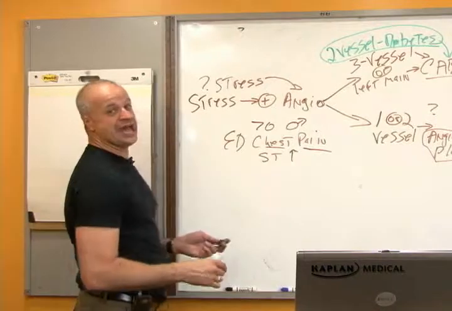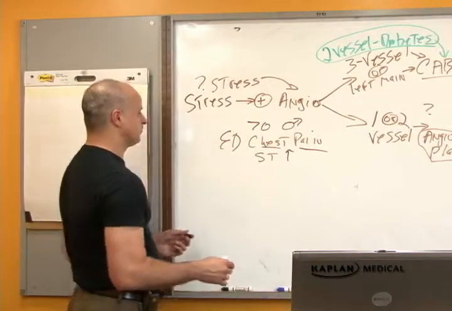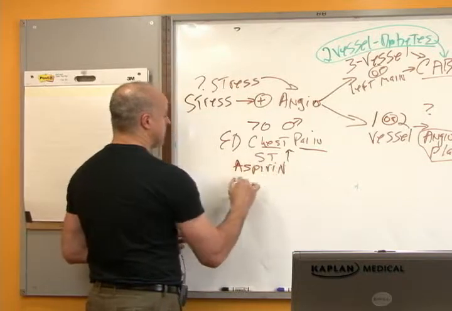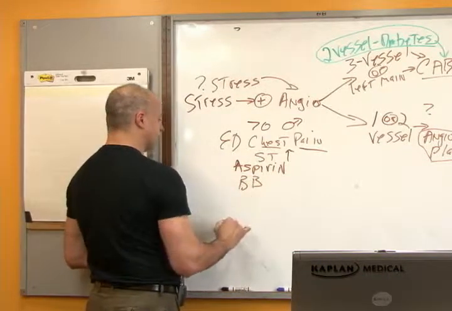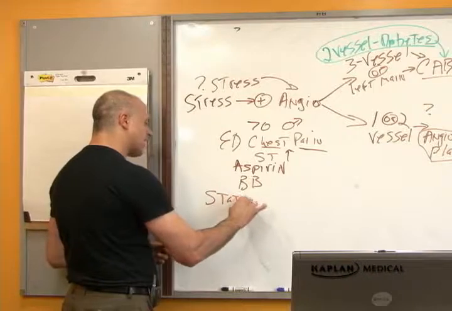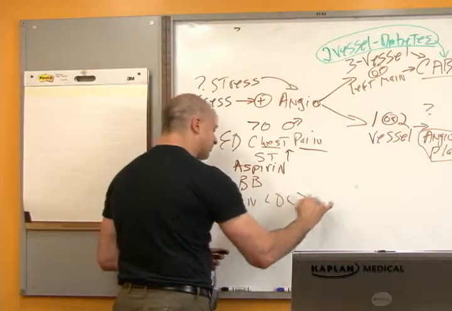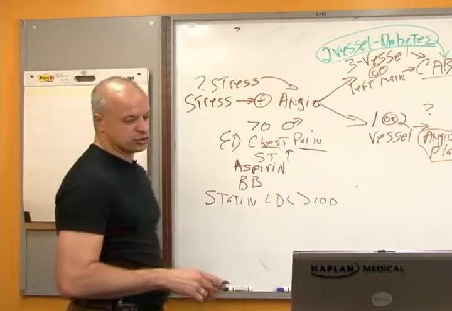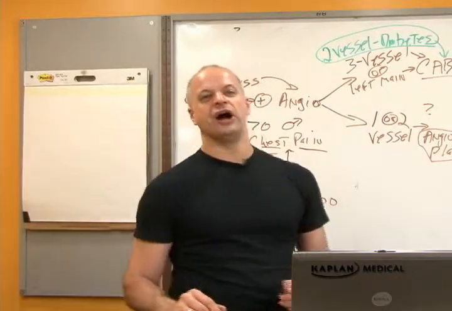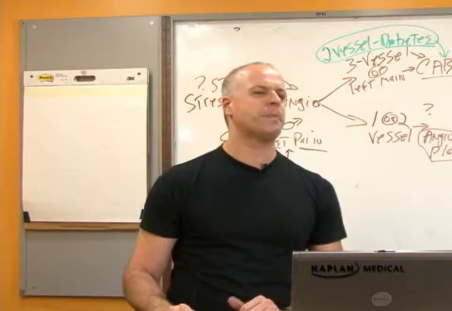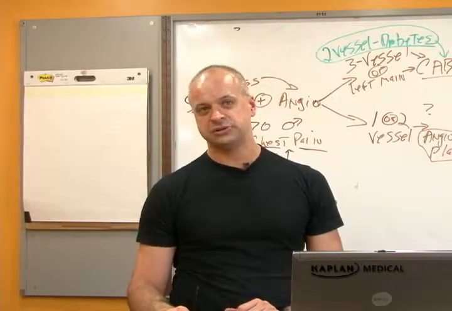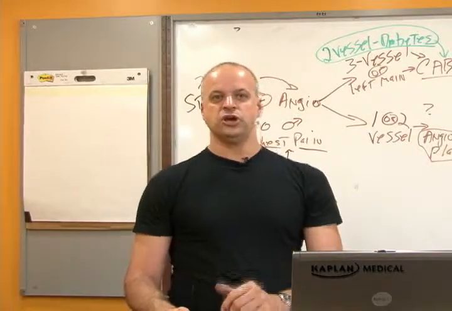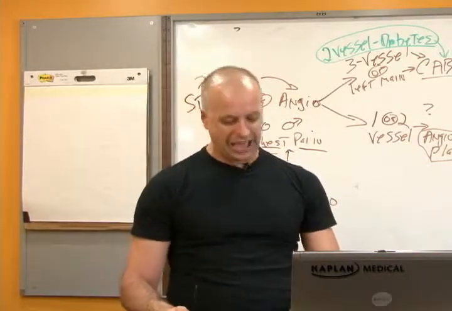Nitrates should be given. Oxygen should be given. Statins should be given. But aspirin lowers mortality and beta blockers lower mortality. Statins will lower mortality if the LDL is above 100. When are you going to answer clopidogrel, Plavix? When you can't take aspirin.